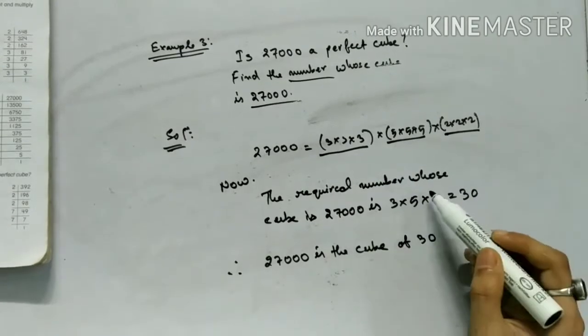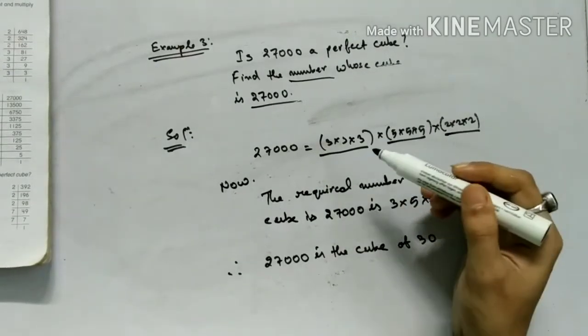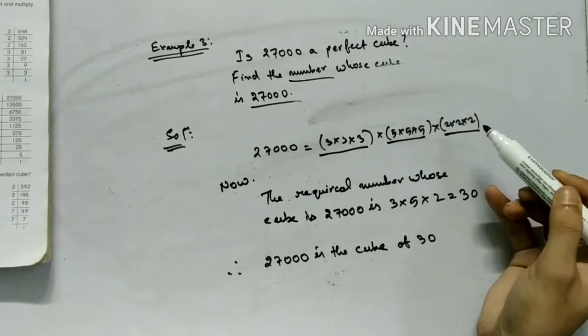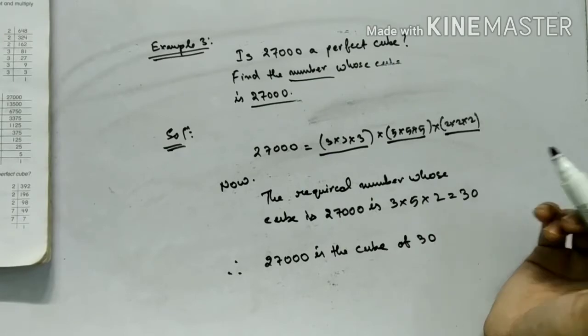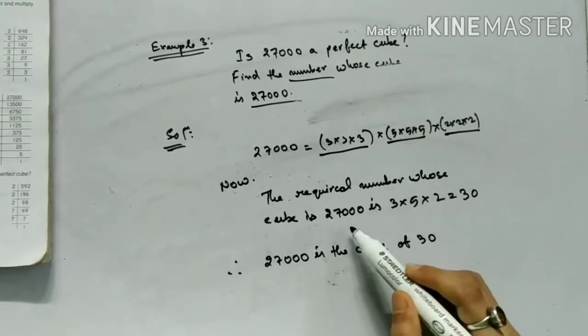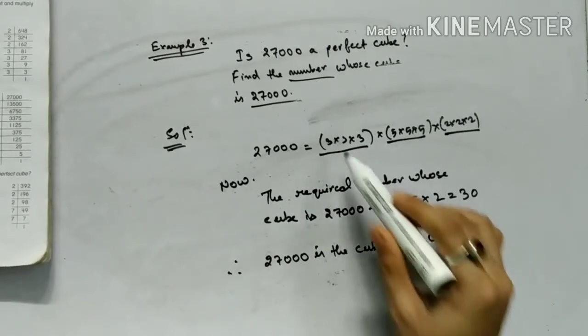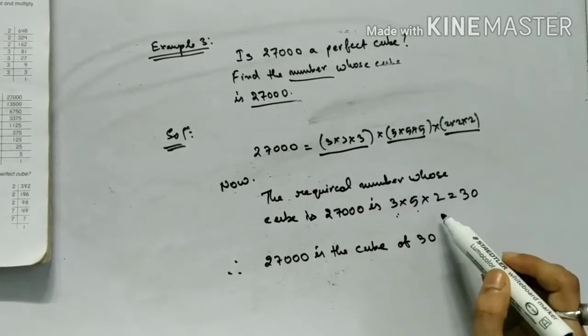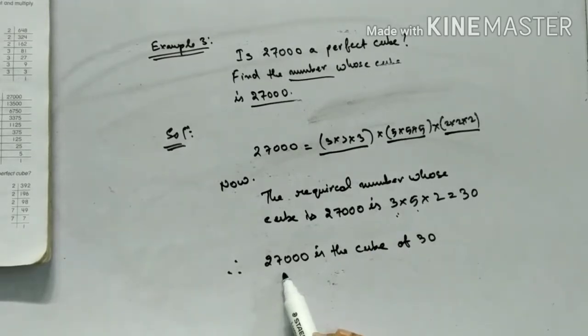So, the required number whose cube is 27000: from here I got that no factor is left over, so I can say that 27000 is a perfect cube. And the required number whose cube is 27000 is, from each group you take one factor. This is 3, this is 5, this is 2. So 3 into 5 into 2 I will get 30. Therefore 27000 is the cube of 30.